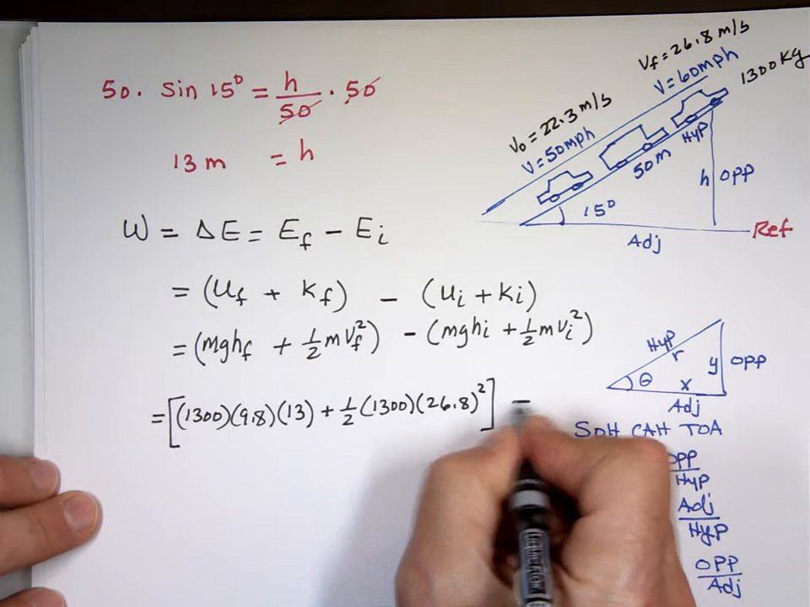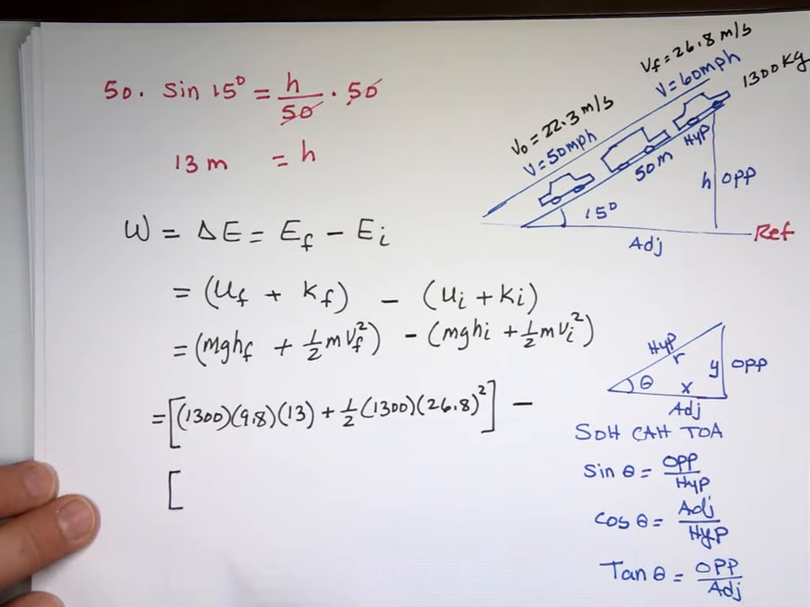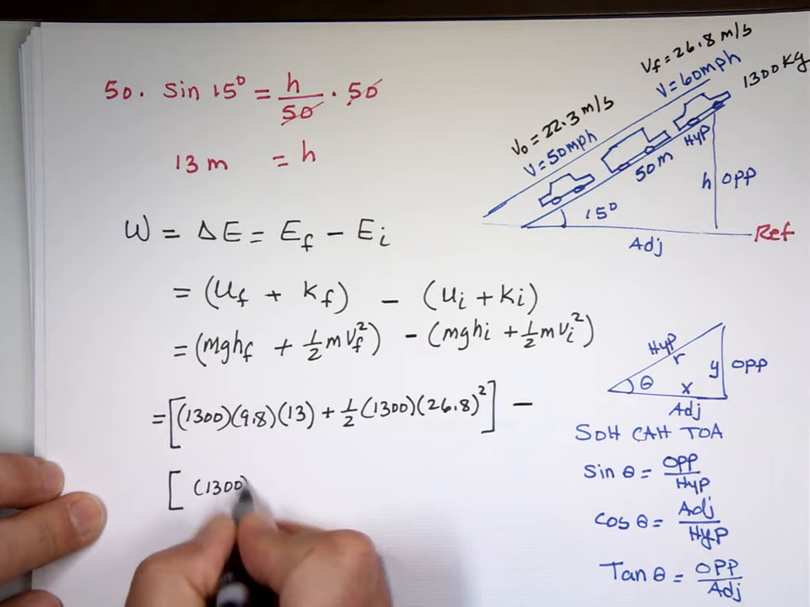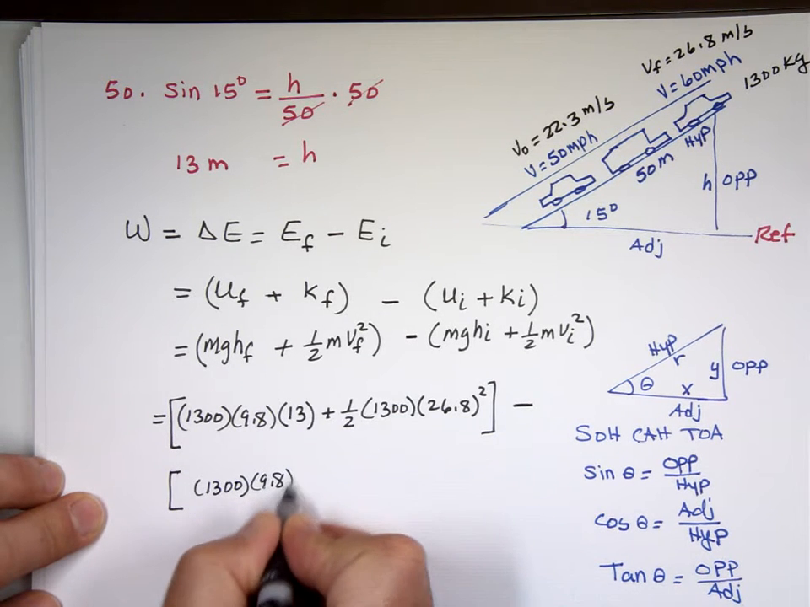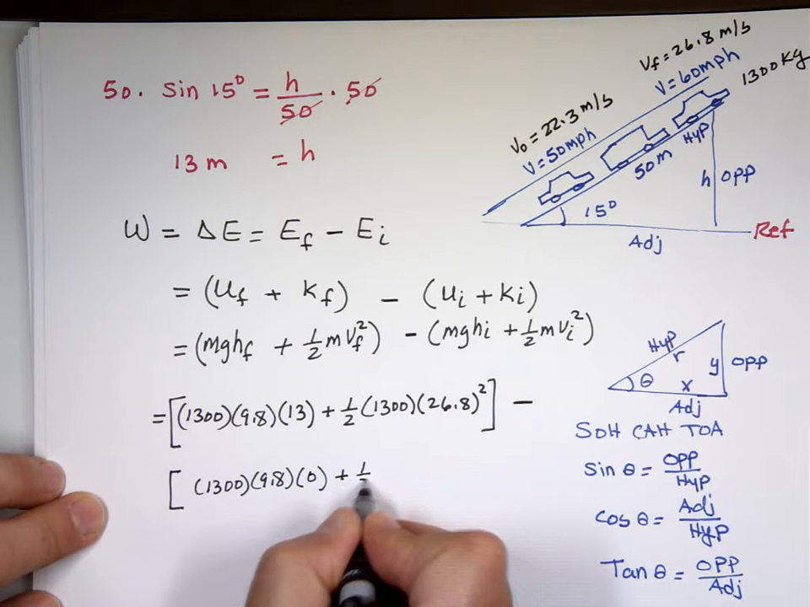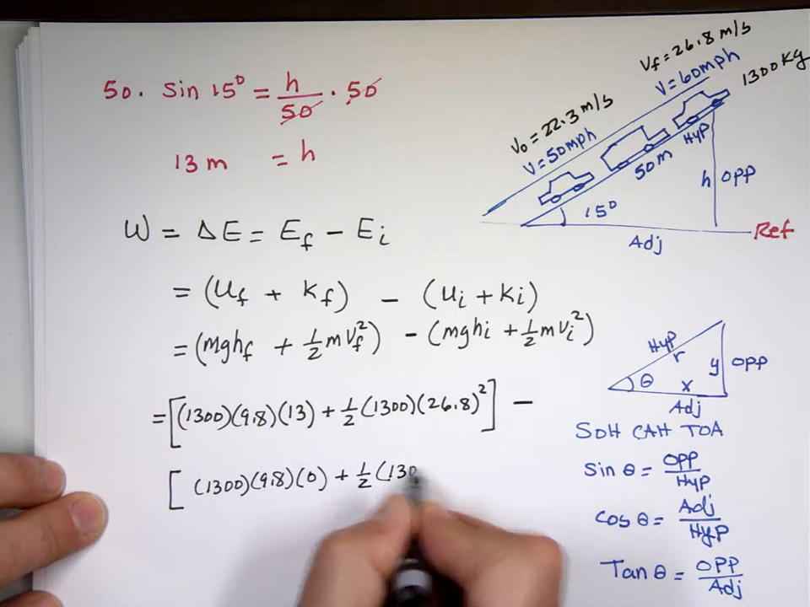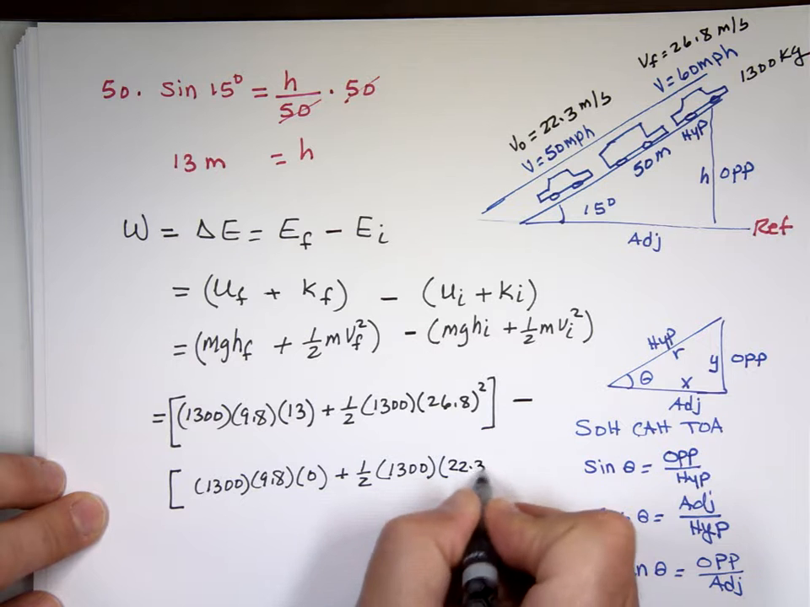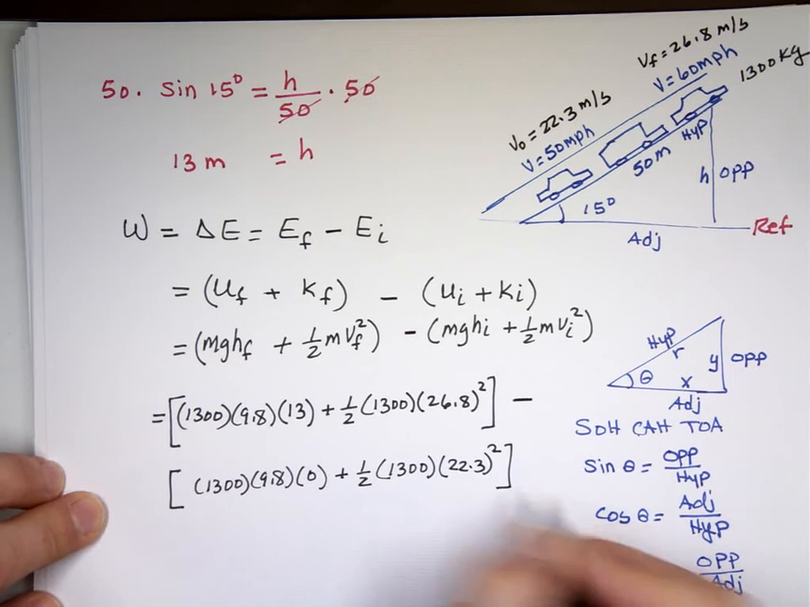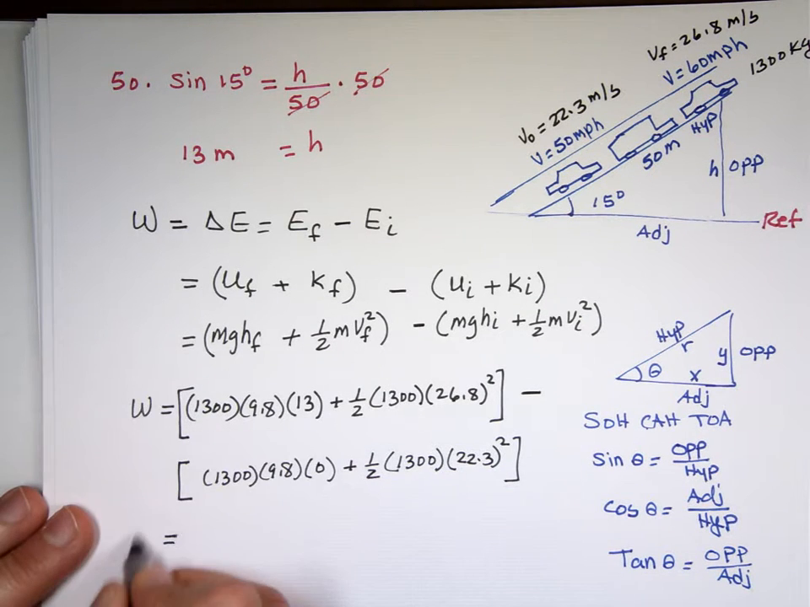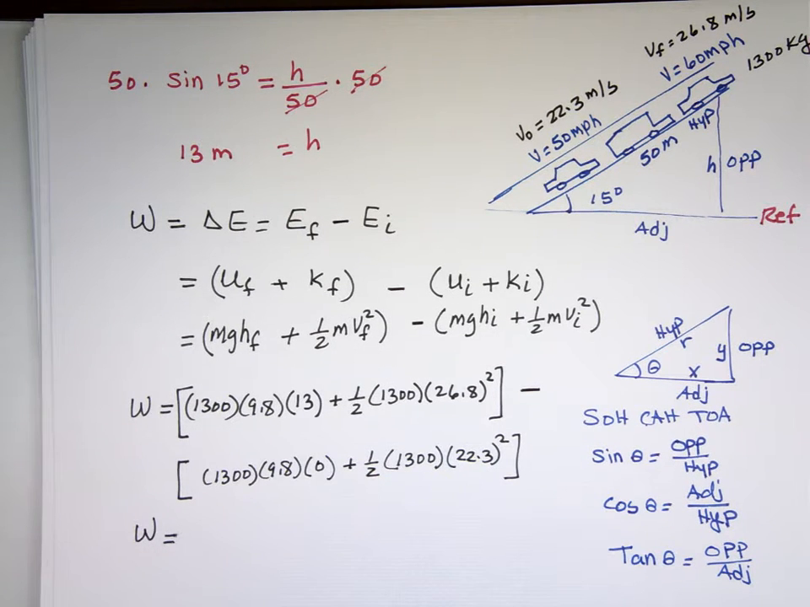Minus, let's do the initial. The mass, which is what, 1,300, gravity 9.8. What was the initial height? 0. Plus 1/2, 1,300. What was my initial speed? 22.3 squared. Do the math, and that's how much work your engine did if we neglect the friction and wind resistance.